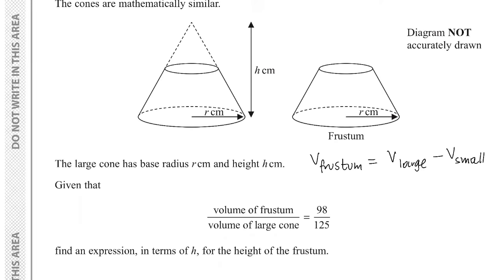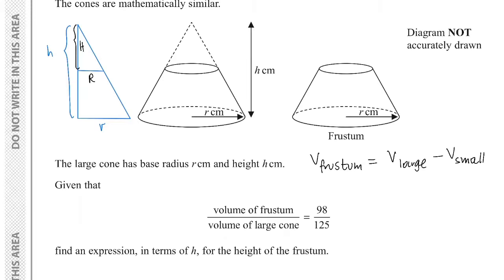So it might be better to work with the cone because they are mathematically similar, and I could draw a triangle within the large cone to extract all the necessary information. So we've got the height to be small h and the radius to be small r, and we could call the radius of the small cone capital R and the height of the small cone capital H.